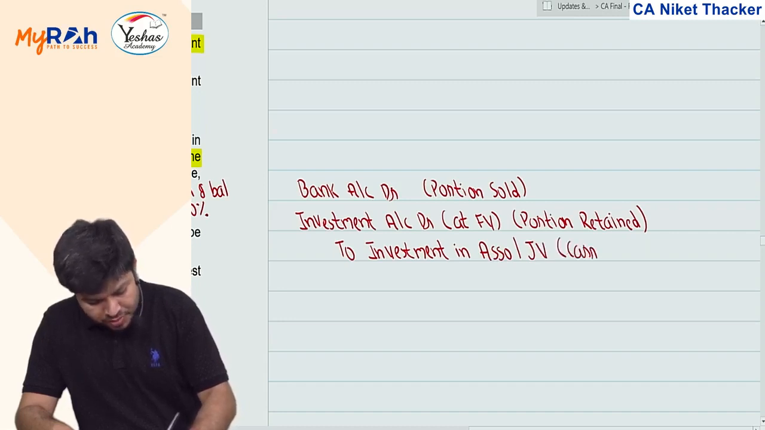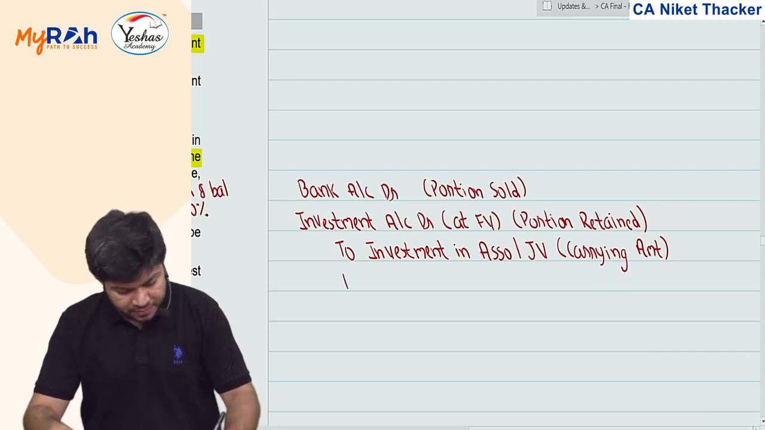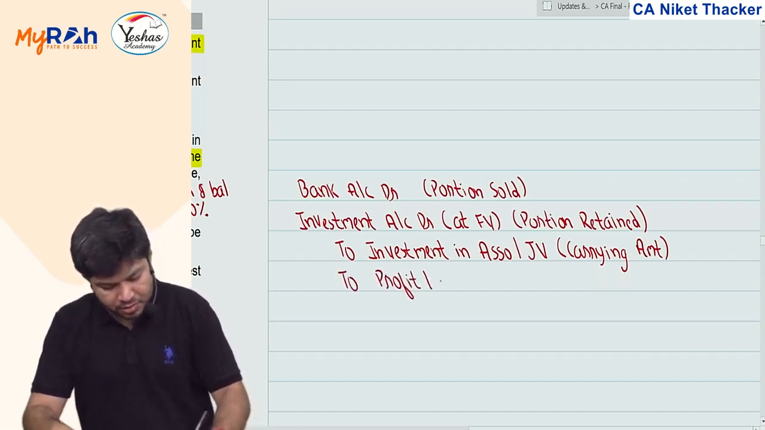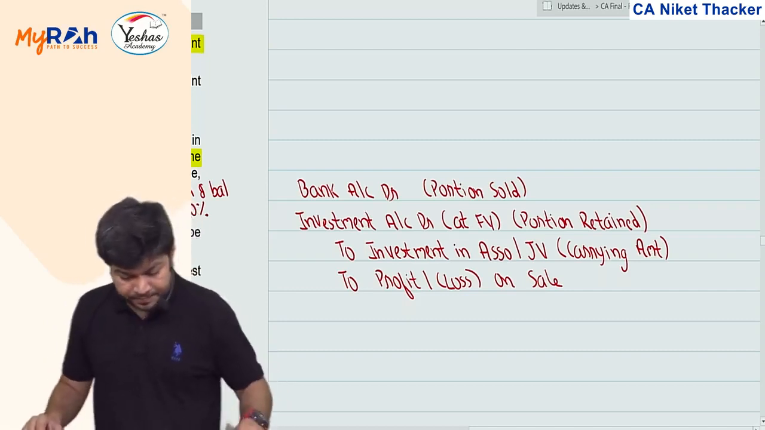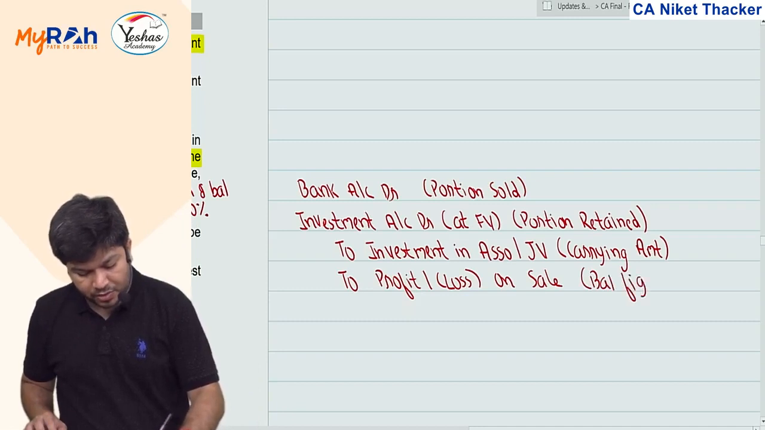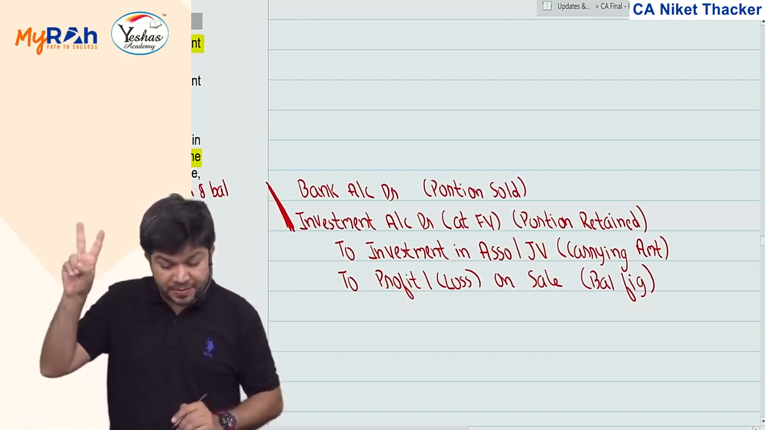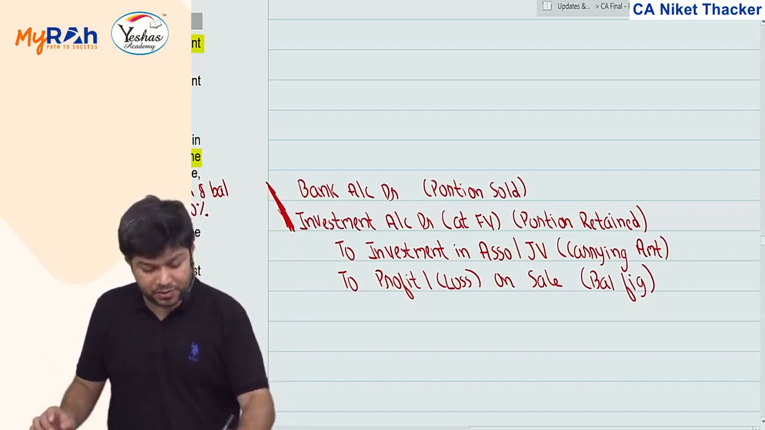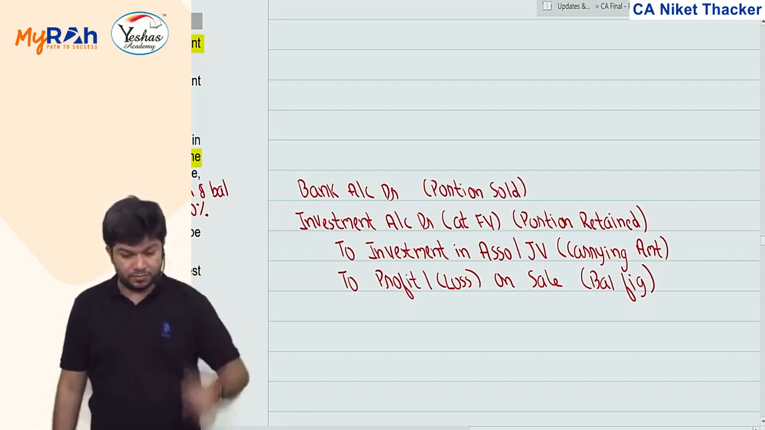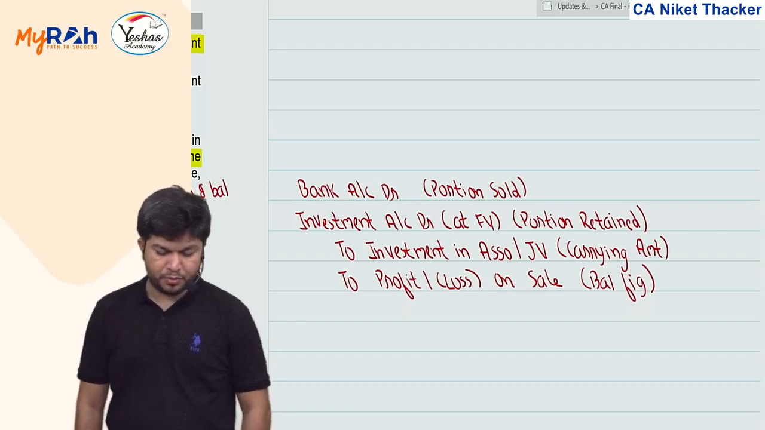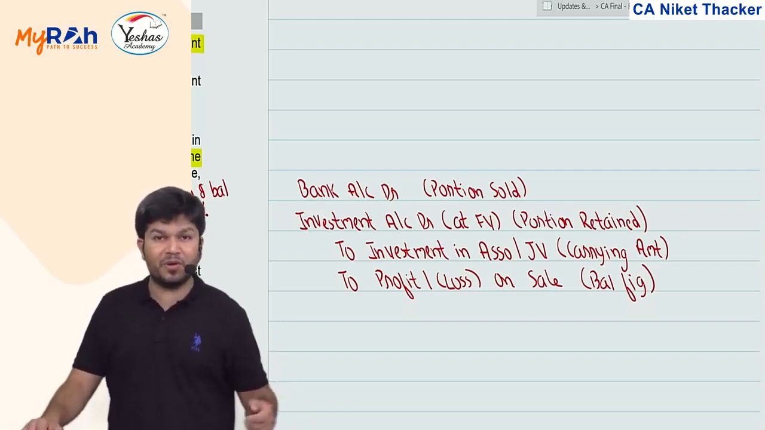This is the carrying amount. We were following equity method, whatever is the carrying amount, and difference is profit or loss on sale. How do I find out profit or loss on sale? I compare bank proceeds and the investment retained with the carrying amount. This two and this three, difference is profit or loss on sale. So we compare portion retained and the proceeds received with the carrying amount. Difference, profit or loss on sale.